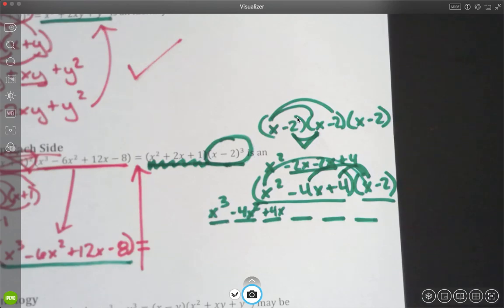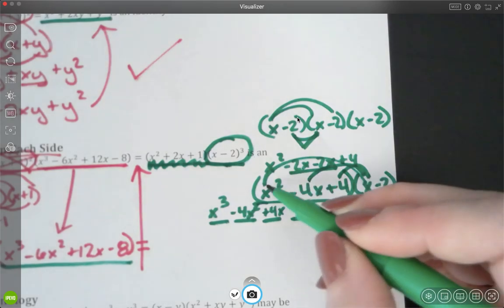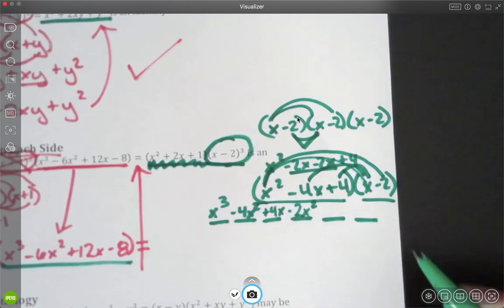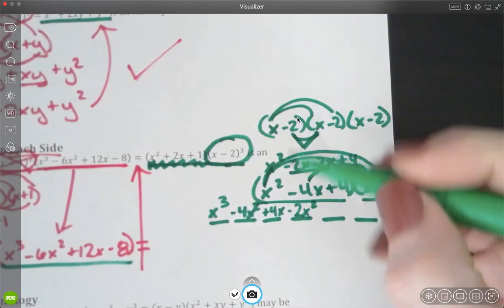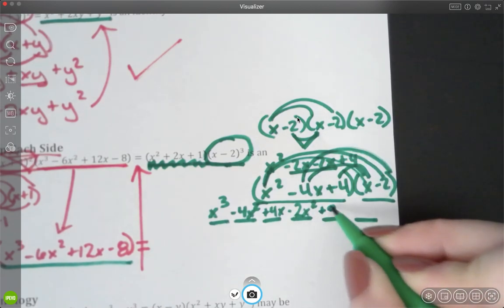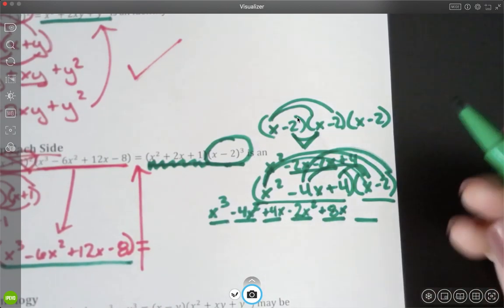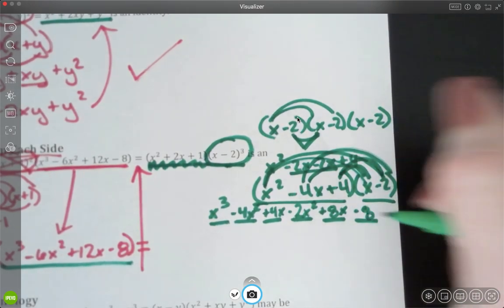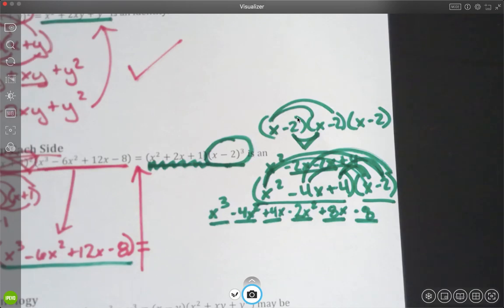Now what do I need to multiply everything by? The negative 2. That's exactly right. So x squared times negative 2 is minus 2x squared. Negative 4x times negative 2 is positive 8x. And then 4 times negative 2? Minus 8.